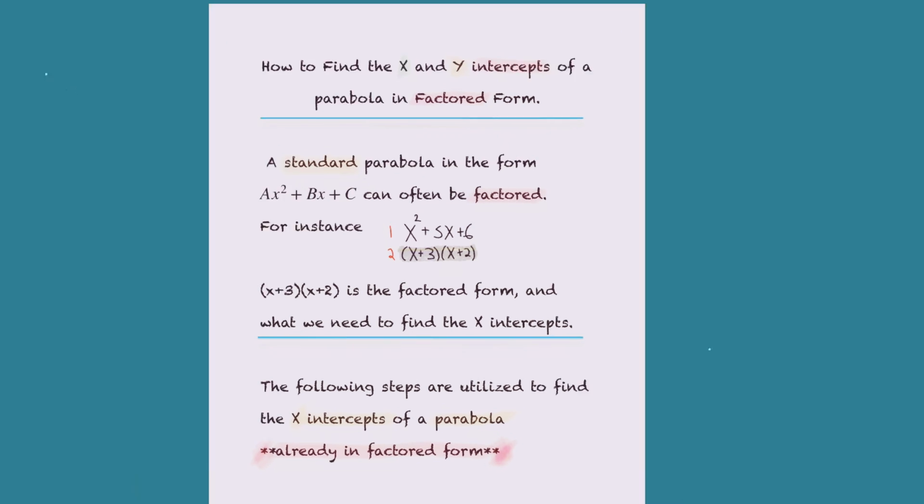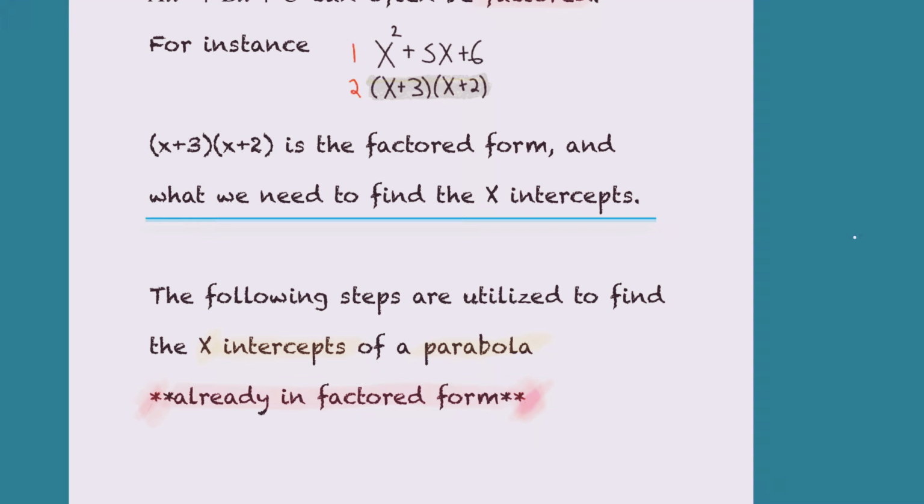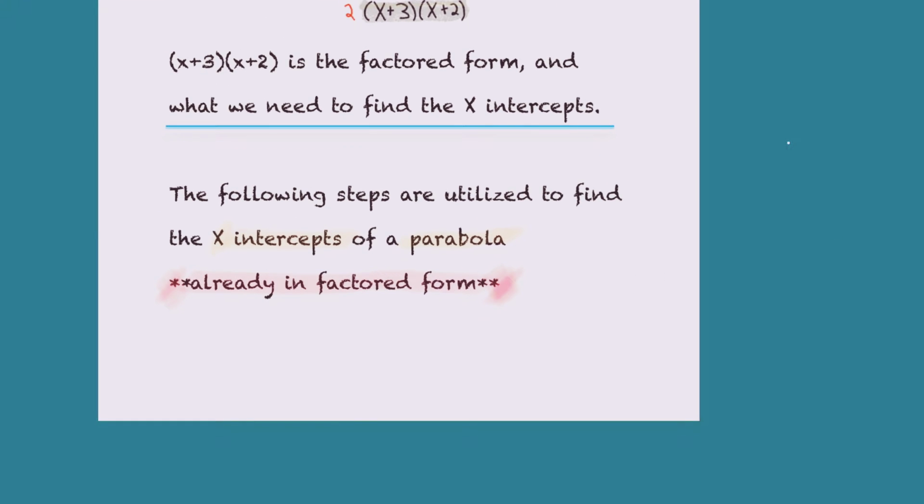Okay, so when we talk about factored form, we're looking here. This is the standard form of this equation. And then when we factor it, we have two basic line equations or linear equations. So when it's in factored form, this gives us the ability to find the x-intercepts. The following steps are utilized to find the x-intercepts of a parabola that's already in factored form. But let me repeat it too. If it's not in factored form, you have to factor it to get it in that form.